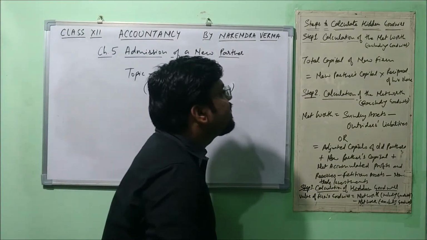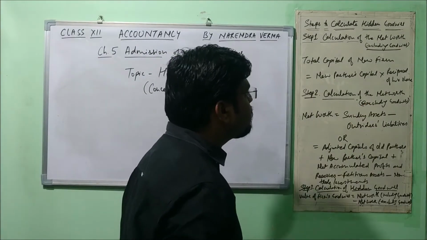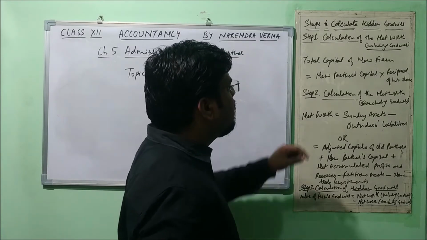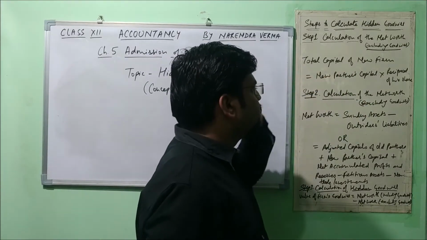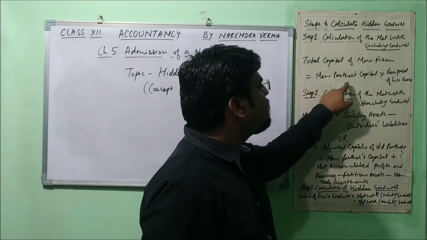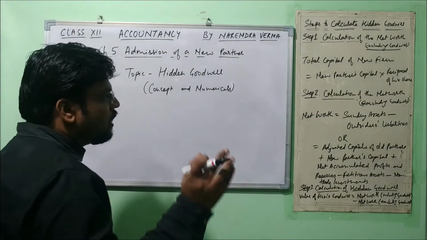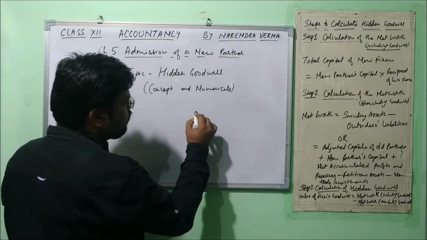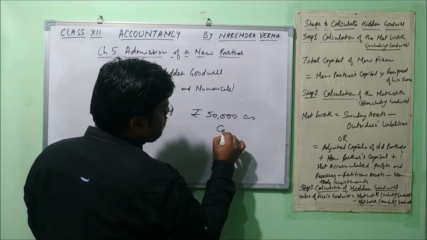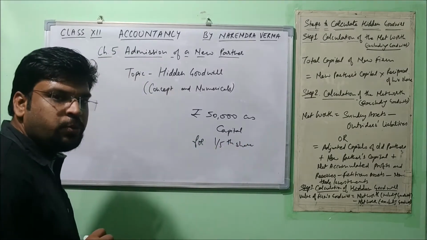The very first step is calculation of the net worth including goodwill. Be cautious here. See how it is to be calculated. It's very easy. Total capital of the new firm. How is the total capital of the new firm calculated? New partner's capital multiplied by the reciprocal of his share. Now what does it mean? Say for example, the new partner brings 50,000 as capital, right? For 1/5 profit share. Understood the point?